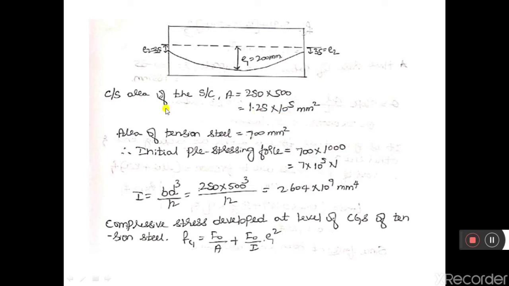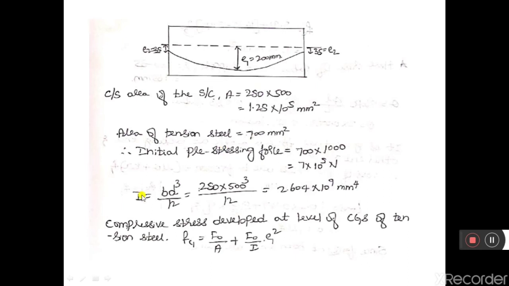Area of tension steel: the total area of tension steel which is subjected to tensile force is given as 700 mm square. Therefore the initial pre-stressing force is equal to area into initial pre-stress. Therefore 7 into 10 to the power of 5 Newton is the initial pre-stressing force which is applied.